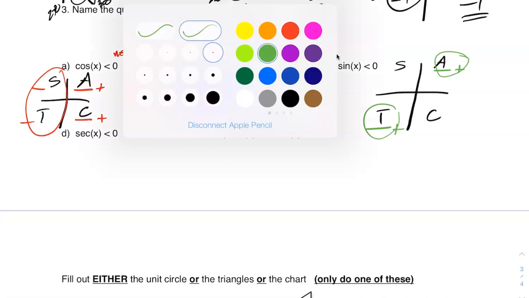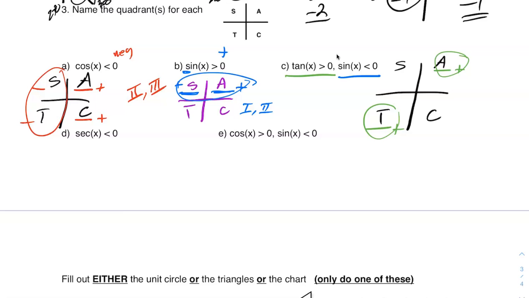Now I'll do sine. Let's do sine in blue. I want to know where sine's negative. Well, sine is positive at A and positive at S, because S stands for sine. But it's negative at the other two, so it's negative at T and negative at C. So in this case I want these two. Sine's less than 0 down here, tan's greater than 0 up here. So what's the only time I hit twice? T, quadrant 3. Quadrant 3 is the only one that's true for both of them. That's probably not the best way to show it.